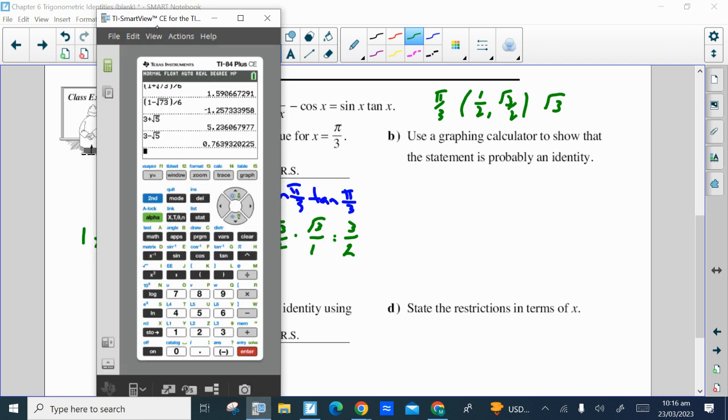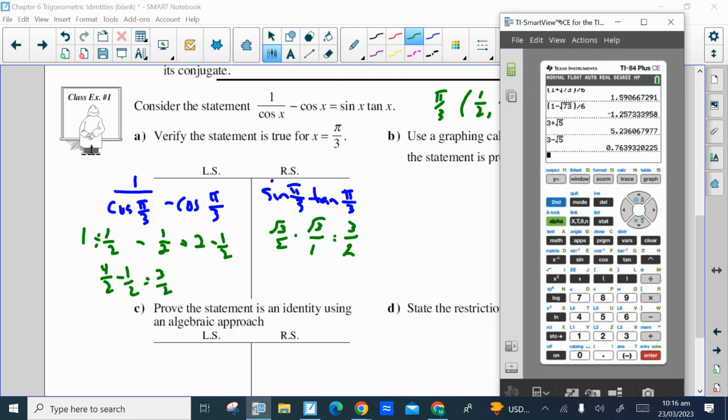Now, the reason the word probably is used there is because we're going to put both sides of the statement in our graphing calculator. So in y1, we'll put the left side. I'm going to have to use brackets here to keep that first term together, which is 1 divided by the cosine of x. Close the bracket on the x, close the bracket on the 1 over cosine of x, minus cos of x, that's the second term of the left side. And that needs to equal the right side, which is sine x times the tangent of x.